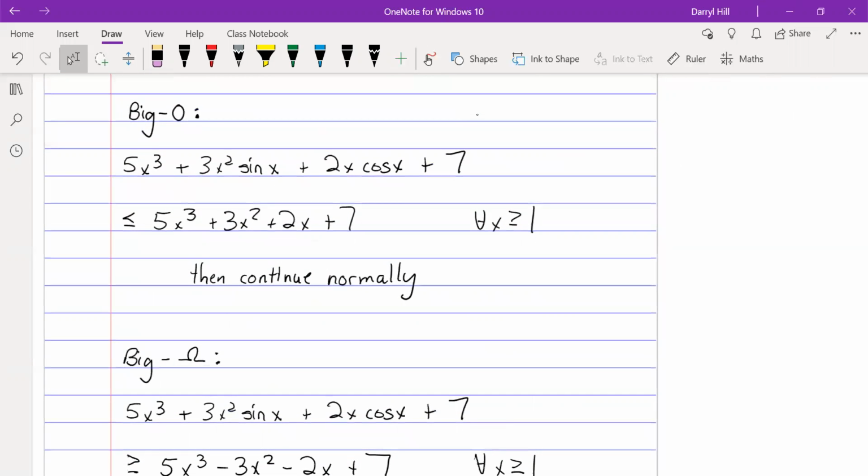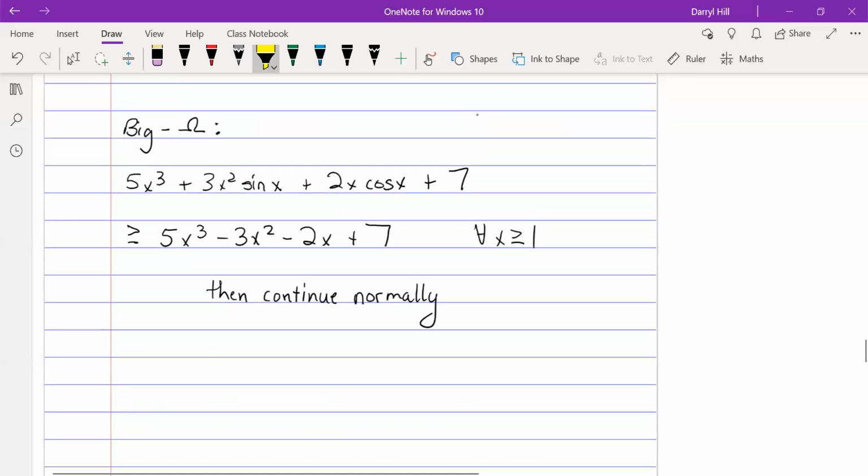Right, so here, if I wanted to do big O of this function, I could just say, well, that's less than or equal to 5x squared plus 3x squared plus 2x plus 7. So I assume the sine x and the cos x are equal to 1, right? And then continue normally. From there, you know how to do it.